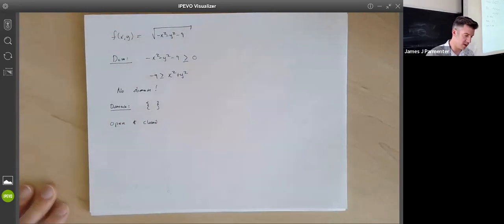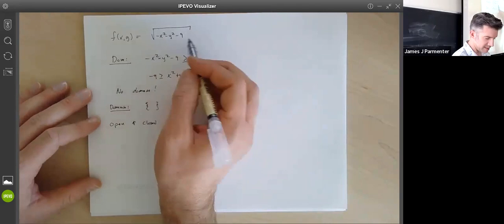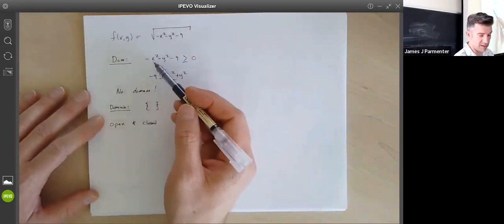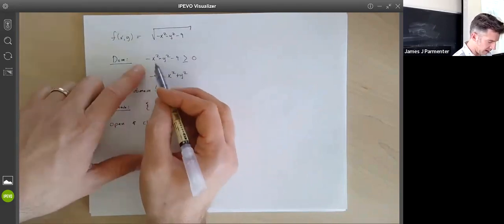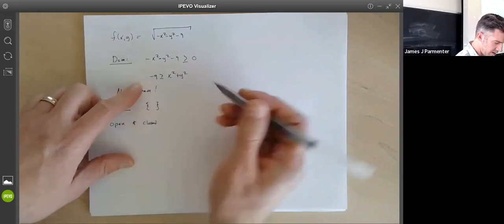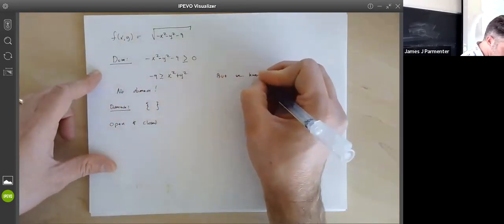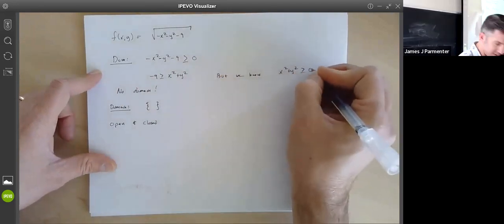Why is there no domain? Good question. For this function, I need my insides to be greater than or equal to 0. But there's literally no way that's going to happen, because if I'm trying to solve this inequality, I get x squared plus y squared less than or equal to 9. But we know that no matter what x and y are, x squared plus y squared is always greater than or equal to 0.